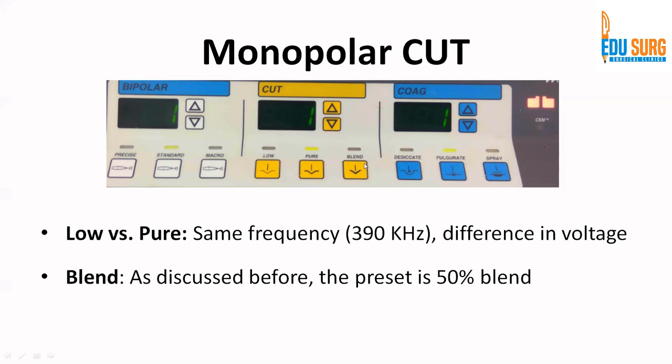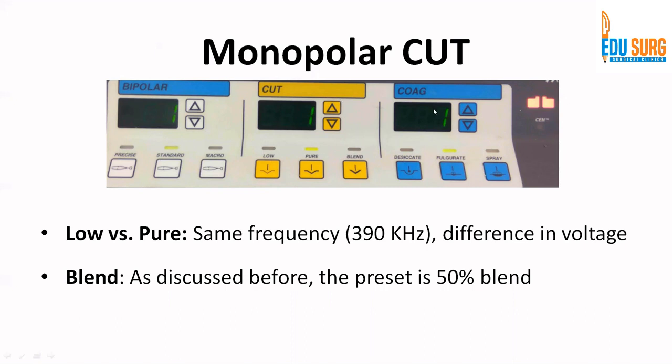Coming to blend, like I discussed in the chart before, it is blend 1. So the cycle is 50% on, 50% off. The frequency is the same, 390 kilohertz.